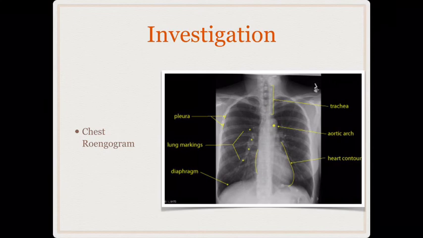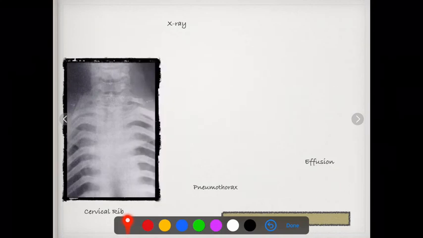The oldest and the commonest investigation we use for diagnosing thoracic disorders is the chest X-ray. Even though it is an old investigation, it is a very effective investigation for diagnosing thoracic conditions, and it is indispensable, and it is still the first investigation we use for diagnosing thoracic disorders. This is an X-ray of the cervical rib. You can see it over here.